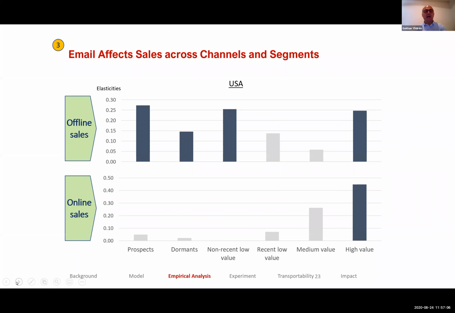Here are findings on email campaigns. We found that email effectiveness varies both by customer segment and country. Email was effective in France, Italy, and USA, and has cross-channel effects across segments and own channel effects for high value segments. Great, so let's move.